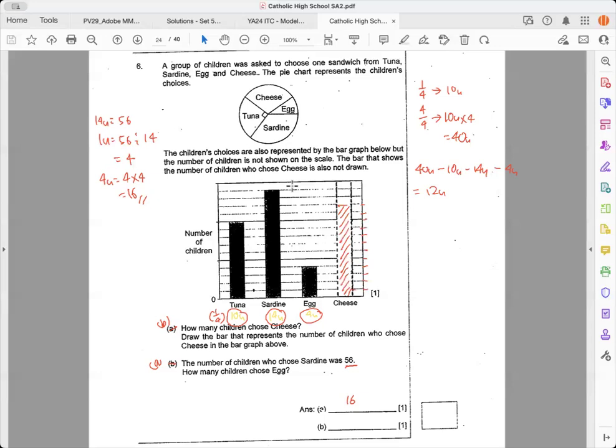How many children chose eggs? Now we calculated earlier 1 unit is 4, right? Eggs is 4 units. Oh no, how many children chose cheese? Sorry, cheese, not eggs. Cheese is 12 units. So 12 multiplied by 4, you get 48. So this is the answer for part B. Any question?